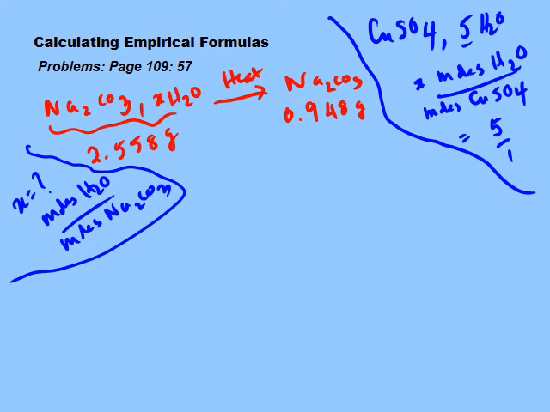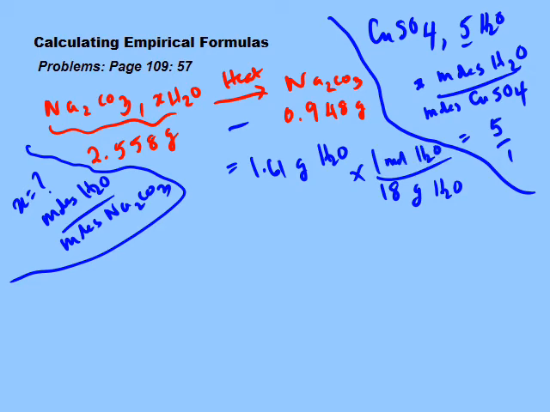But the question is, how do I get moles of H2O? If I subtract 0.948 from 2.558 gram, that tells me how much water has been lost from the original compound. So when you subtract that, you're going to get 1.61 gram H2O. From grams of H2O, I can get moles of H2O. 18 gram H2O gives 1 mole H2O.